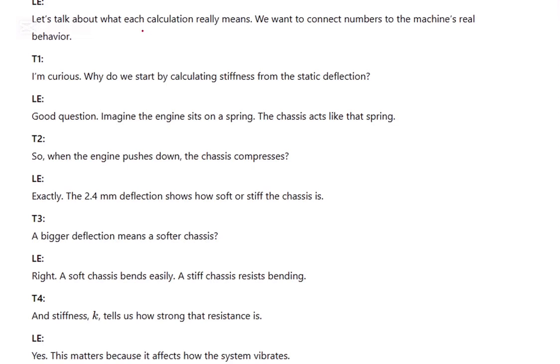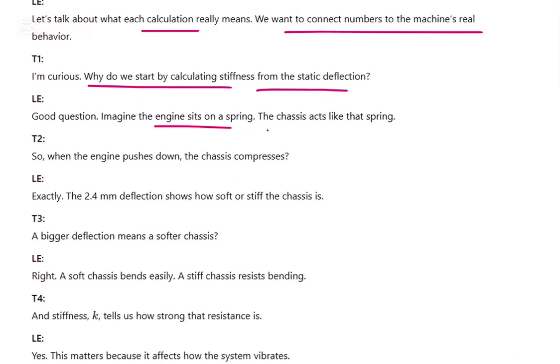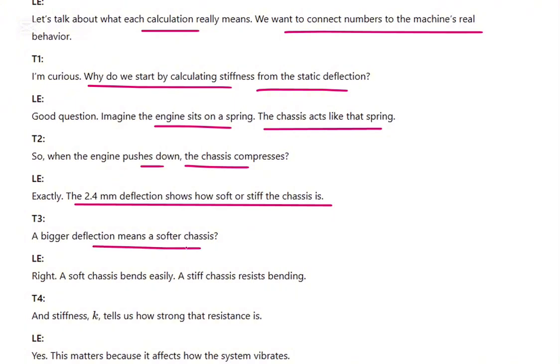Let's talk about what each calculation really means. We want to connect the numbers to the machine's real behavior. Why do we start by calculating stiffness from the static deflection? Imagine the engine sits on a spring; the chassis acts like a spring. When the engine pushes down, the chassis compresses. The 2.4 mm deflection shows how soft or stiff the chassis is. A bigger deflection means a softer chassis.